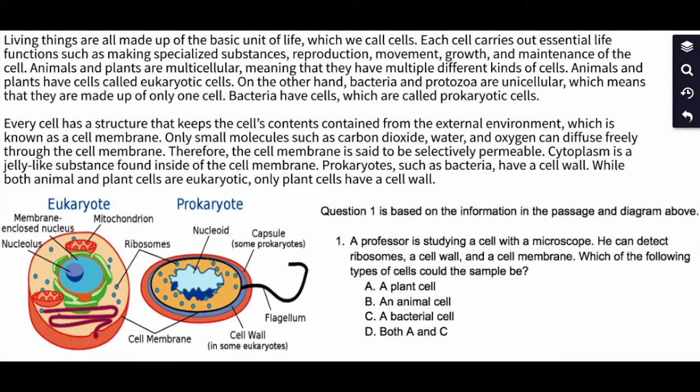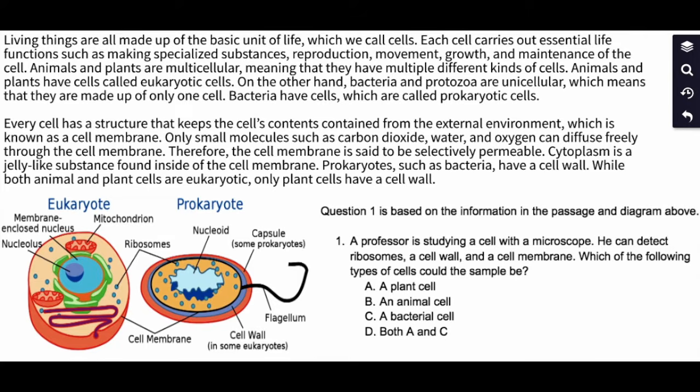Living things are all made up of the basic unit of life, which we call cells. Each cell carries out essential life functions such as making specialized substances, reproduction, movement, growth, and maintenance of the cell. Animals and plants are multicellular, meaning that they have multiple different kinds of cells. Animals and plants have cells called eukaryotic cells. On the other hand, bacteria and protozoa are unicellular, which means that they are made up of only one cell. Bacteria have cells which are called prokaryotic cells.